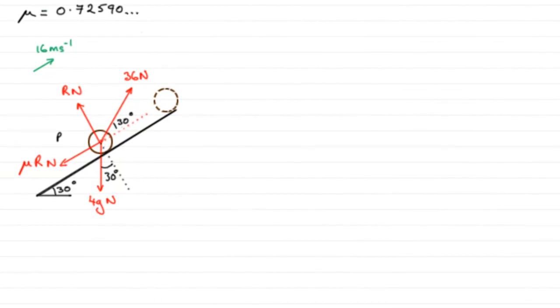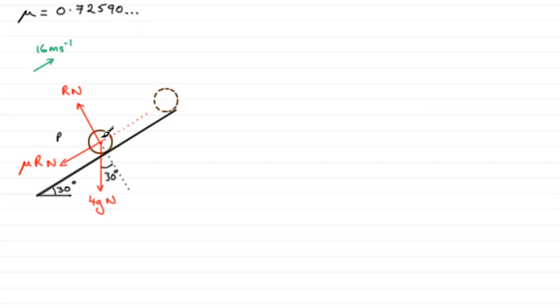Now for this last part of the question, we're told that as this particle's moving up at 16 meters per second, this force of 36 newtons is removed. And we've got to find out how far the particle then carries on up the plane. Now let's just remove that force of 36 newtons. So this would mean that these are the only forces left acting on the particle.